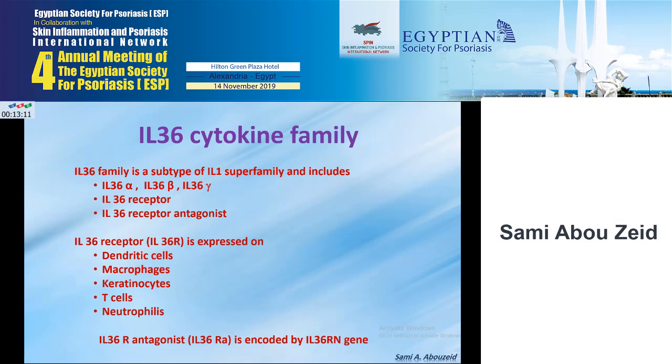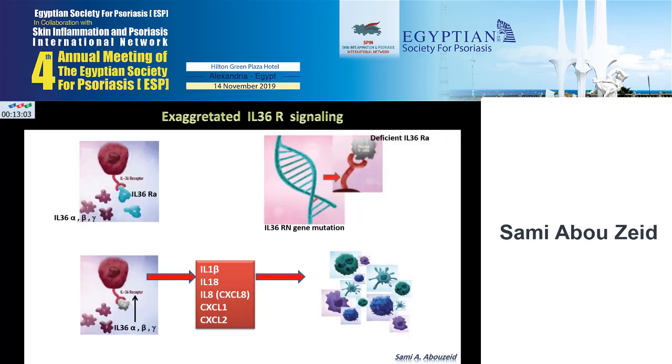So this is a gene which is important, and we are going to point to it in the remaining part of the lecture. Here is a keratinocyte and its interleukin 36 receptor. This receptor can be activated by interleukin 36 alpha, beta, and gamma, but there is the antagonist of the receptor, interleukin 36 receptor antagonist, which prevents overstimulation of this receptor. Now, when there is gene mutation, the antagonist will be deficient or absent.